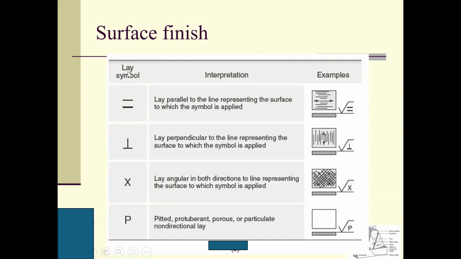So this is a lay symbol. Here is a parallel line. Parallel line means the lay is parallel to the line representing the surface to which the symbol is applied. This one is perpendicular, the lay perpendicular to the line representing the surface to which the symbol is applied. Across in both directions. The P type is for turbulent, porous, or particulate, non-directional. So this is the P type. Let's see the difference here. This way, perpendicular. This is a cross. This is porous or particulate, non-directional.